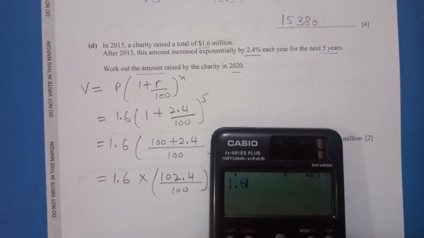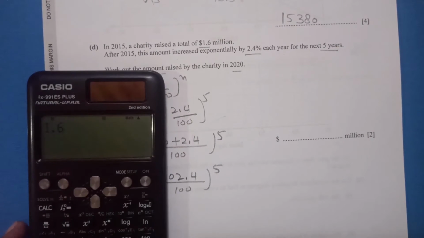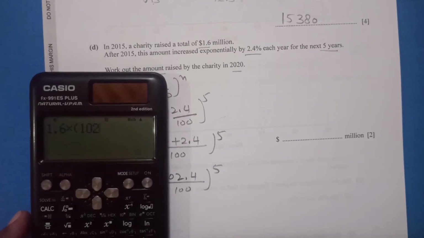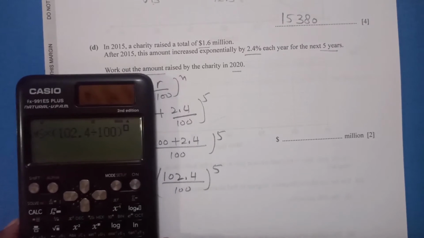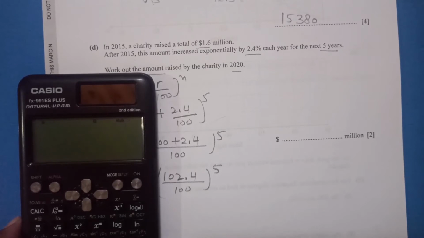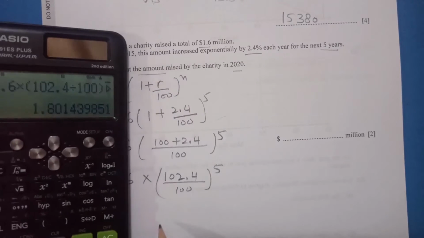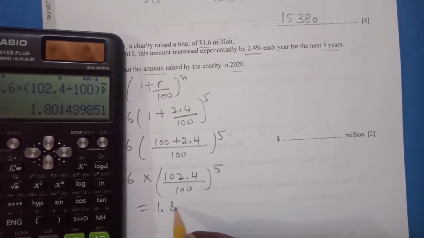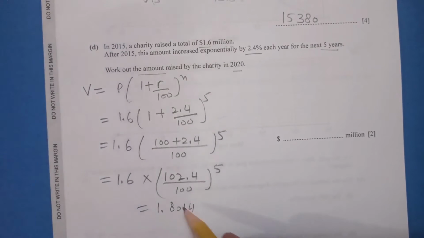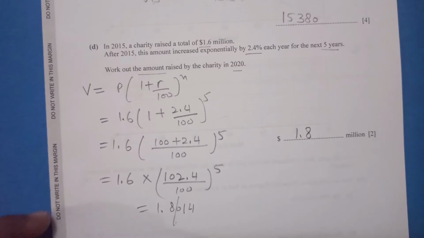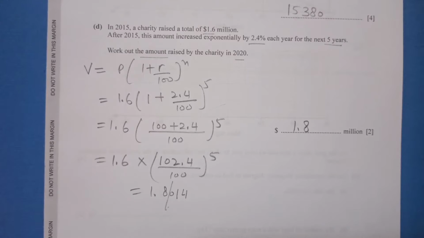It's 1.6 times, in bracket we have 102.4 divided by 100 power 5, so it is 1.801. So this is 1.8014. So we can write down here like this, 1.8 million, right? So that is the final answer for this question.